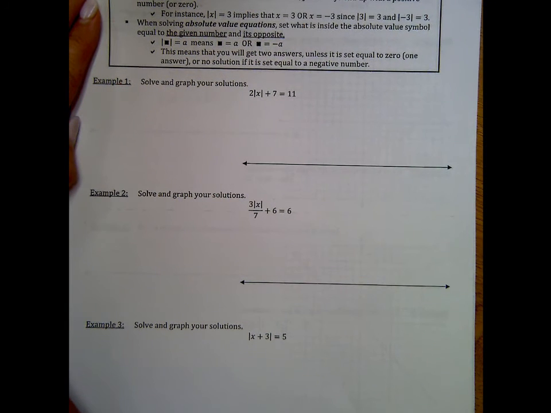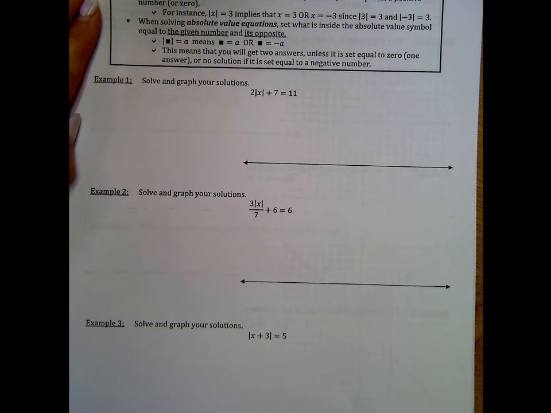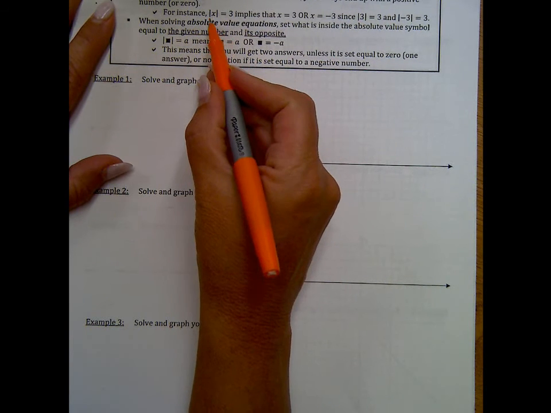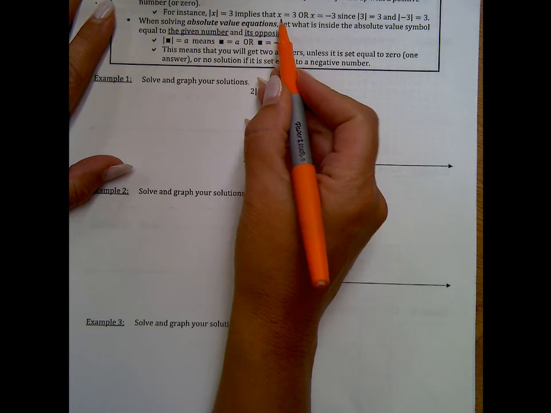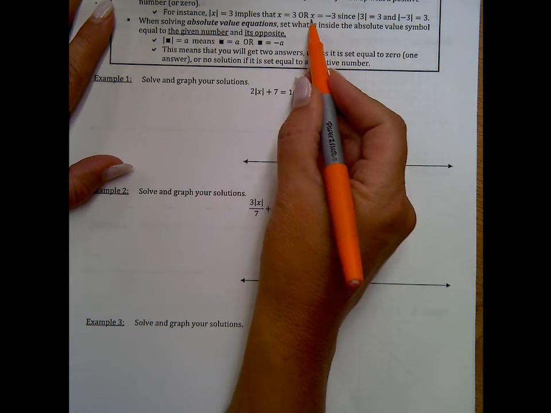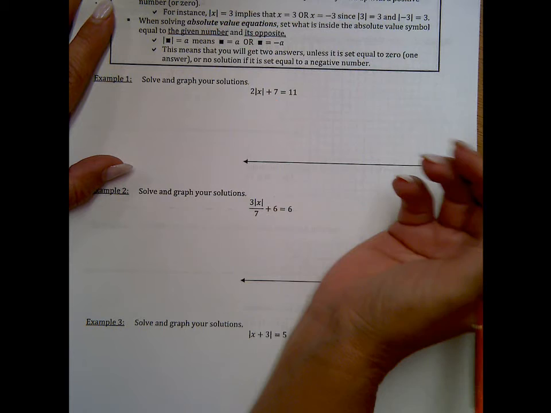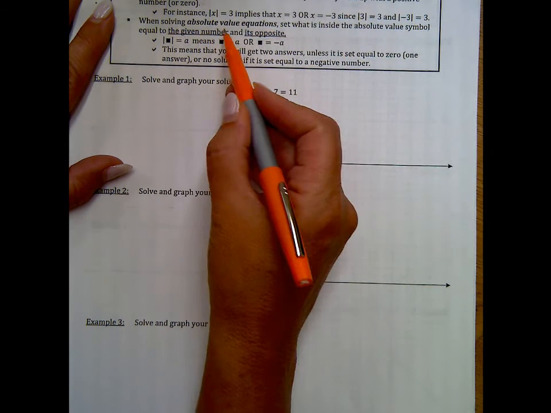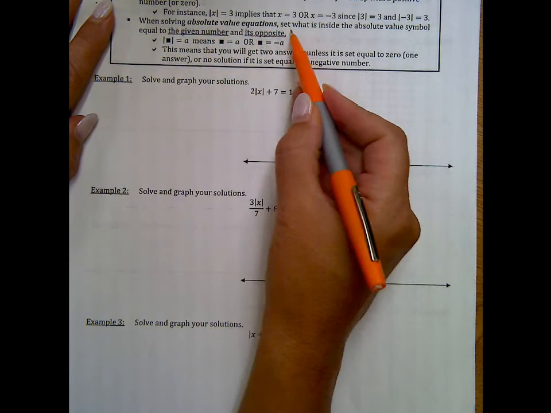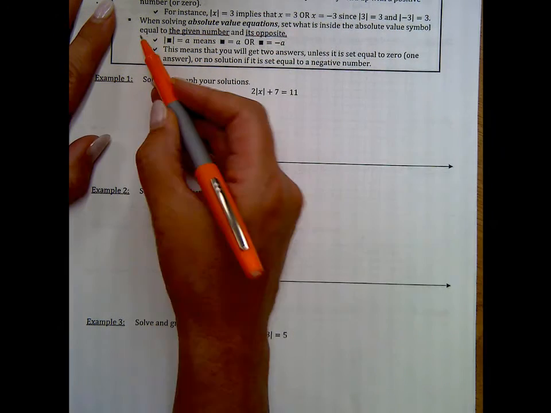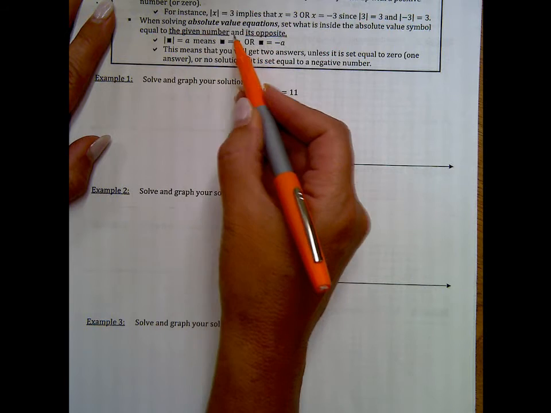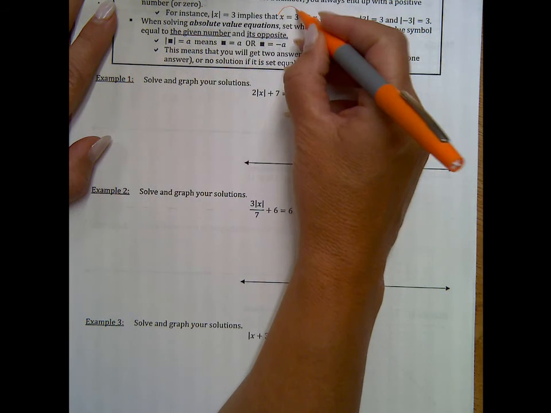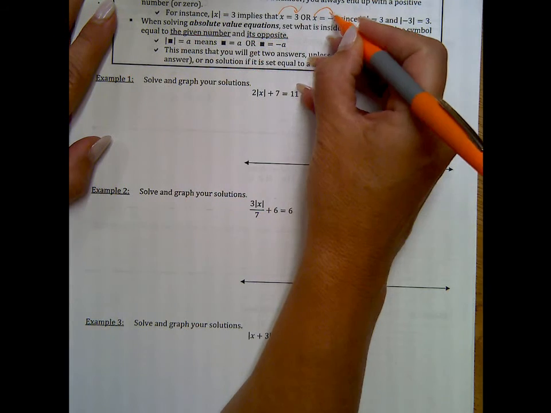When you take the absolute value of a number, you always end up with a positive number, or 0. For instance, if the absolute value of x equals 3, that implies x was either 3 or negative 3, since these are both true. When solving absolute value equations, we need to set what is inside the absolute value symbol equal to the given number and its opposite. So just like we see here, we set x equal to 3 or negative 3.